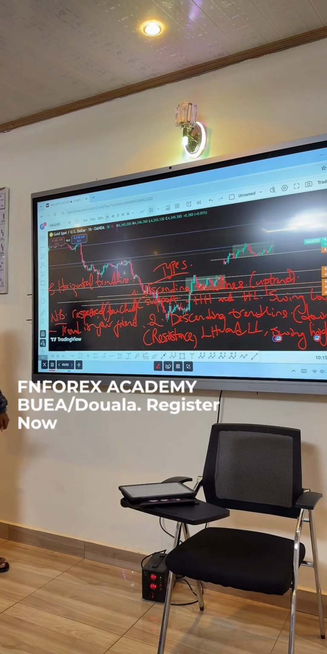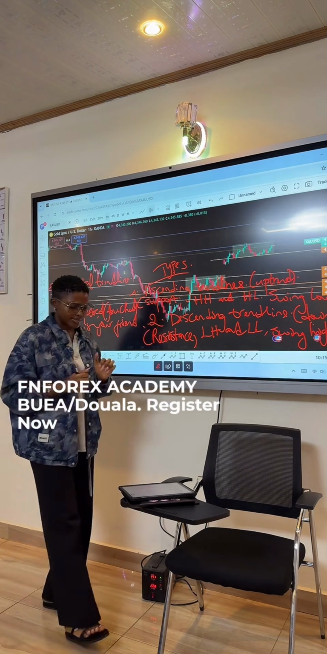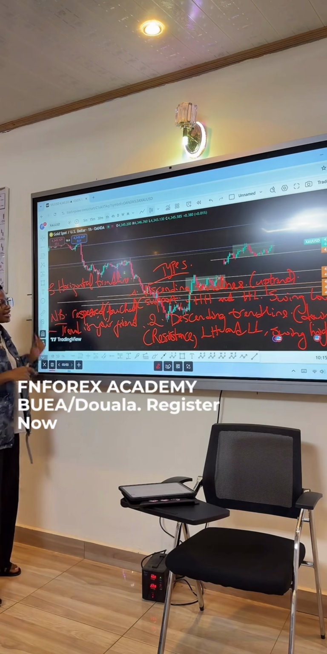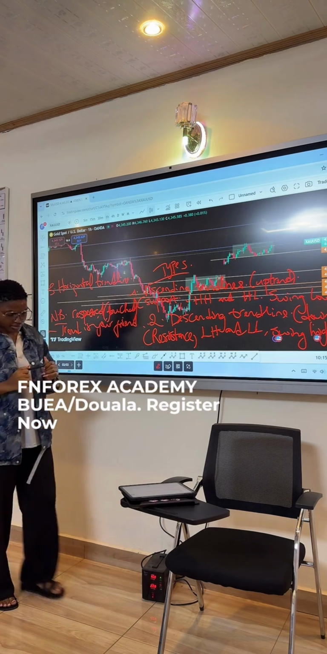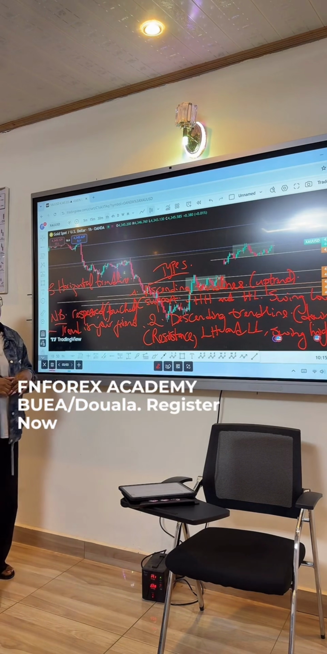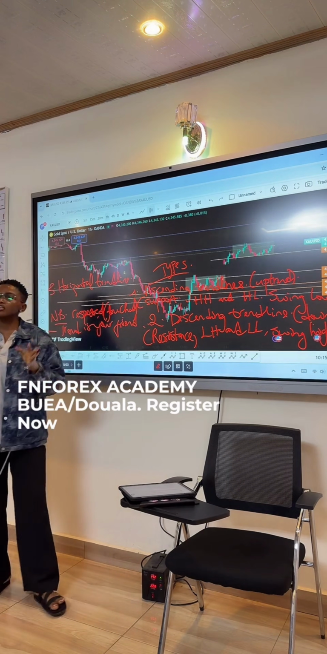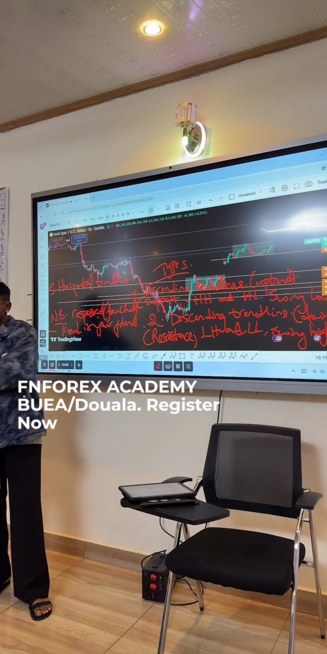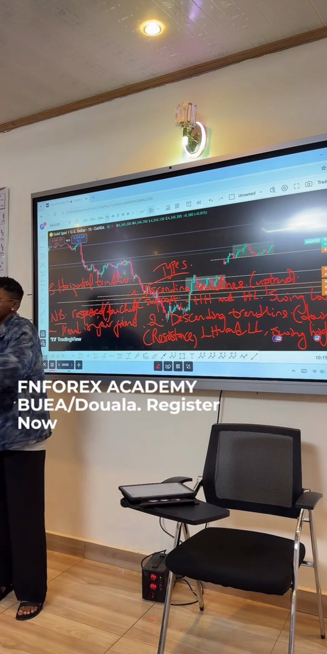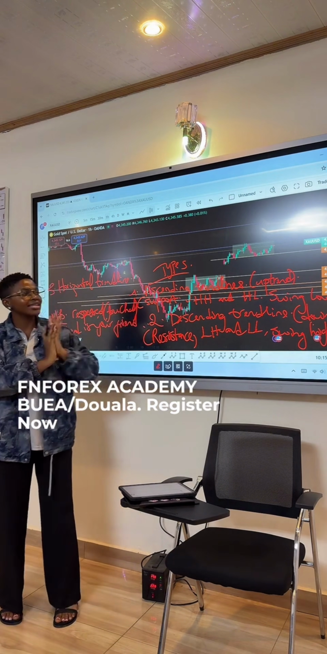Never trade against the trend. If you go to carry water that is going like this, and you want to go and carry it like this, it might likely carry you and go. So never trade against the trend.